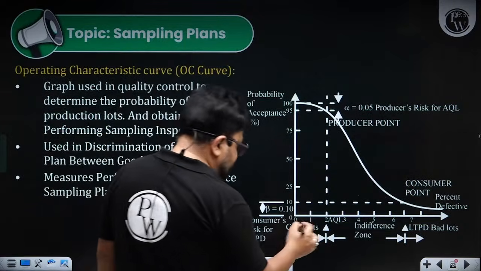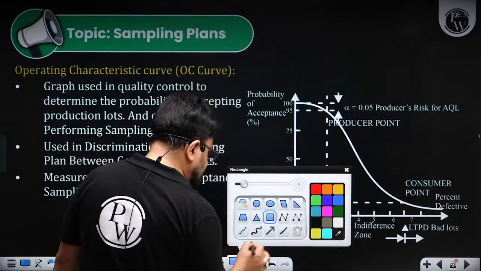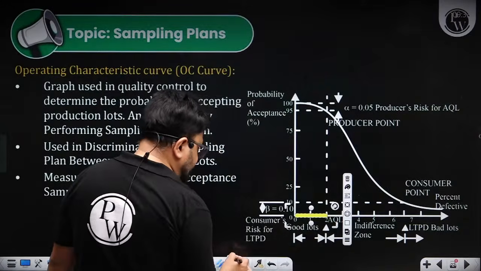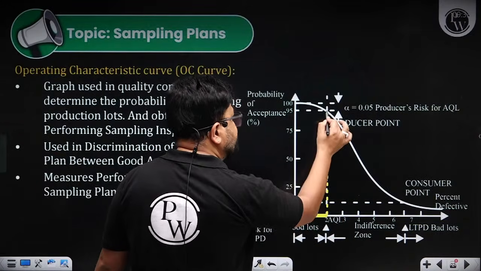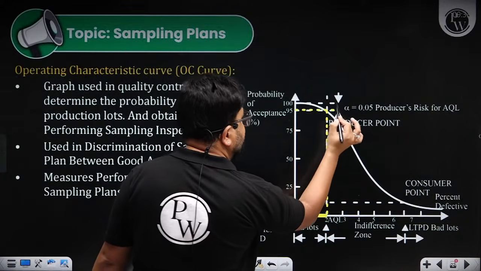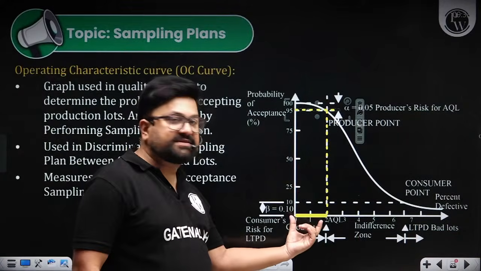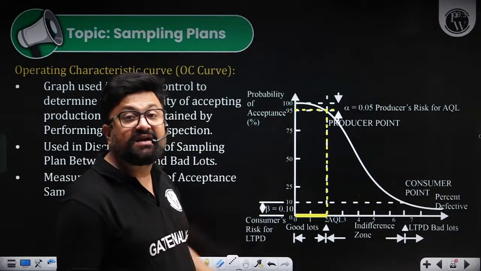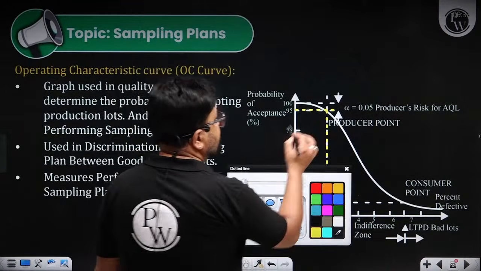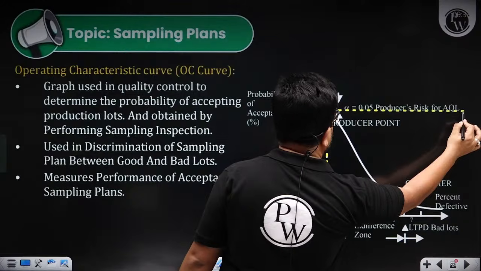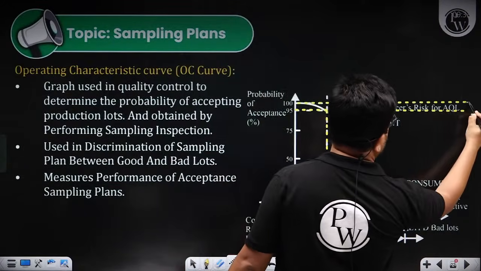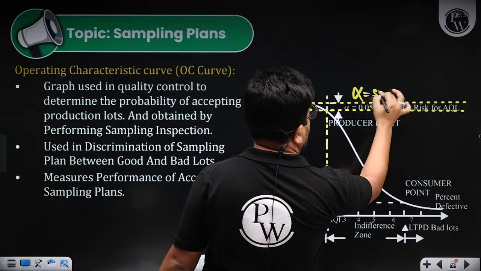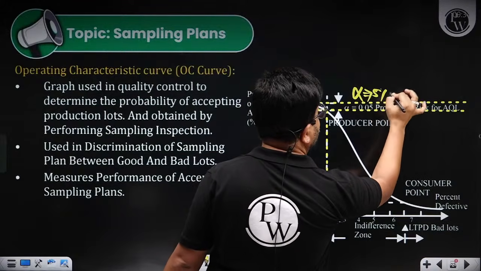The good lot is at AQL. Here you can see this is AQL, the acceptable quality level, whose probability is this much. A lot which has a minimum number of defects, a good lot, has a probability of 95%, and the rejecting chance is your producer risk. See here, this is the producer risk, that is alpha. The value of alpha is 5%.